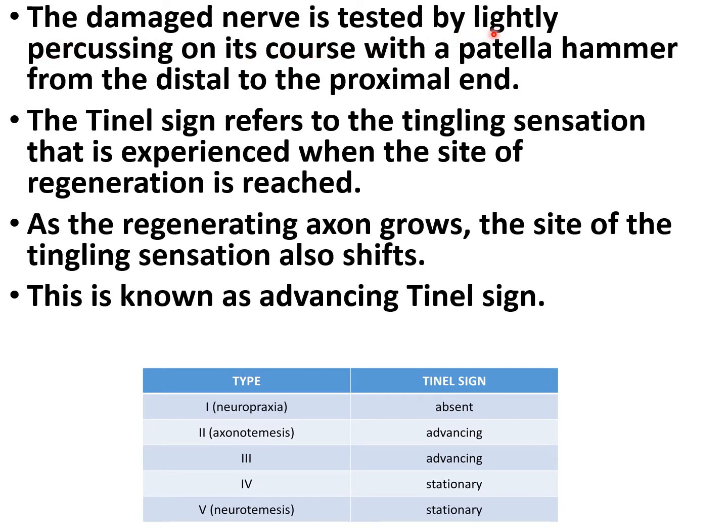The damaged nerve is tested by lightly percussing on its course with a patella hammer from the distal to the proximal end. The Tinel sign refers to the tingling sensation that is experienced when the site of the regeneration is reached. As the regenerating axon grows, the site of the tingling sensation also shifts. This is known as advancing Tinel sign. So in neuropraxia, Tinel sign is absent, and in axonotmesis, the Tinel sign is advancing, and in type 2 axonotmesis, there is also an advancing Tinel sign, and in neurotmesis, the Tinel sign remains stationary.